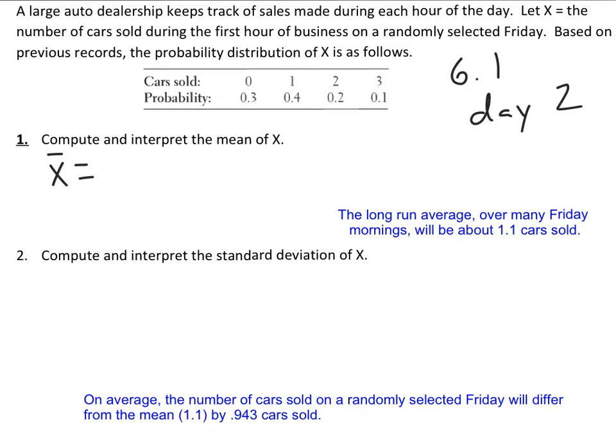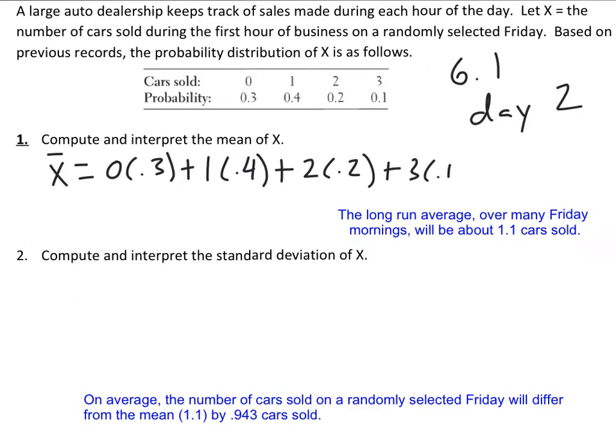Remember, it's outcome times frequency. In reality, I would probably get that 1.1 off my calculator from putting the outcomes and the probabilities in list 1 and list 2. Okay? And there we have our interpretation that if you took a lot of Fridays, at this dealership on average they would sell about 1.1 cars per Friday. Okay?